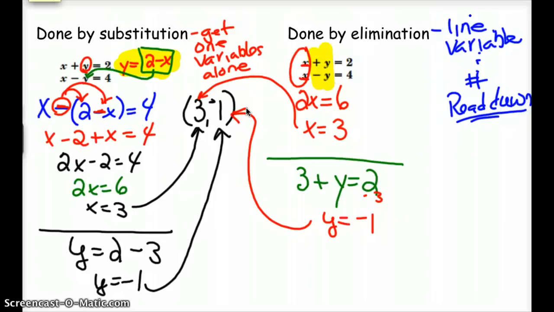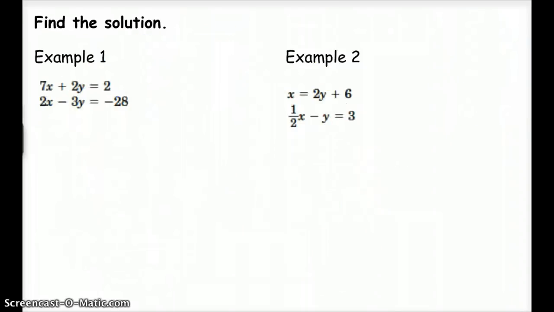So when you're solving, looking for solutions to equations, you're looking for where they cross each other, where those 2 lines cross each other. You're finding an ordered pair, a point. All right, let's take a look at our other 2 examples.